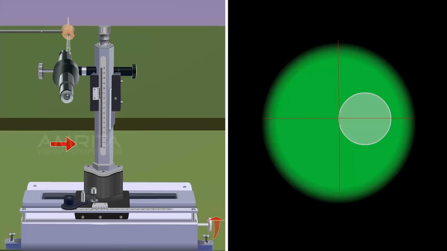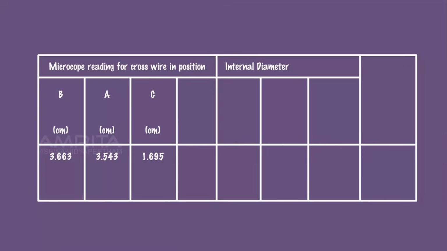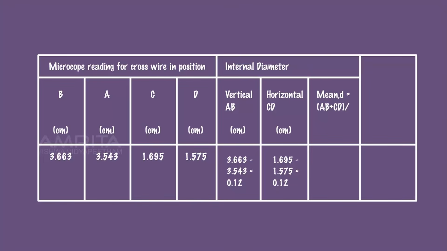Rotate the fine adjustment screw on the bottom right of the microscope in the clockwise direction. This causes the cross wire to shift to the right and makes the vertical cross wire touch the inner circle at D. Note down the main scale reading and vernier scale reading and calculate the total reading. Then find out the internal diameter and internal radius of the capillary tube.